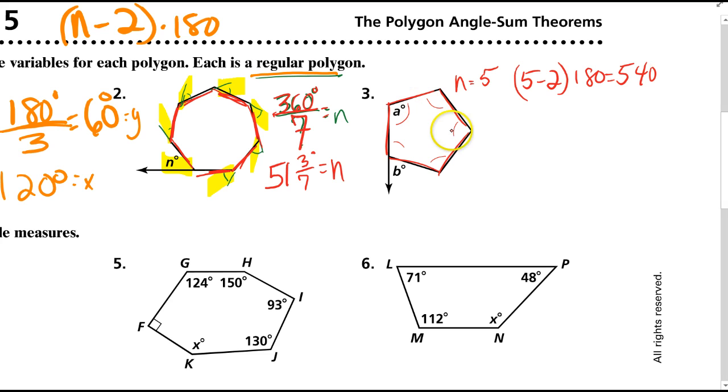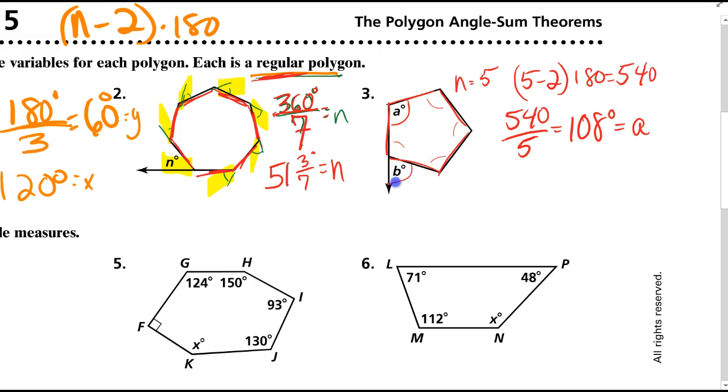So now, what do I do? Well, if they all add up to 540, then I can take the 540, divide it by 5, because that's how many there are inside, and that'll give me one of them. And the key here is that it's a regular polygon, so I know that they're all congruent. So 540 divided by 5 is 108. That would be the angle measurement for A.